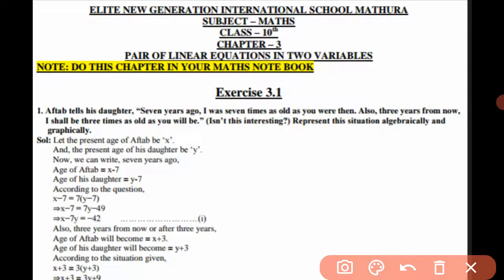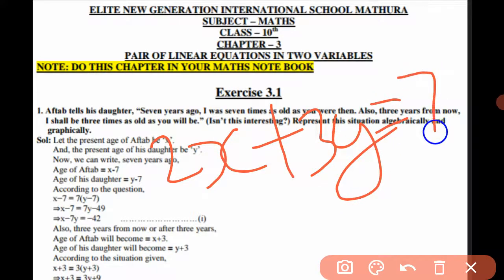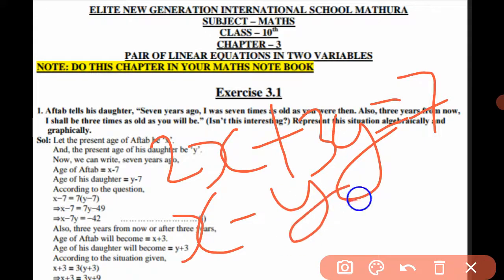Suppose we have an equation, for example 2x plus 3y equals 7, and one more equation, suppose x minus y equals 5. These are two equations and they consist of two variables, x and y. So we will call them a pair of linear equations in two variables.